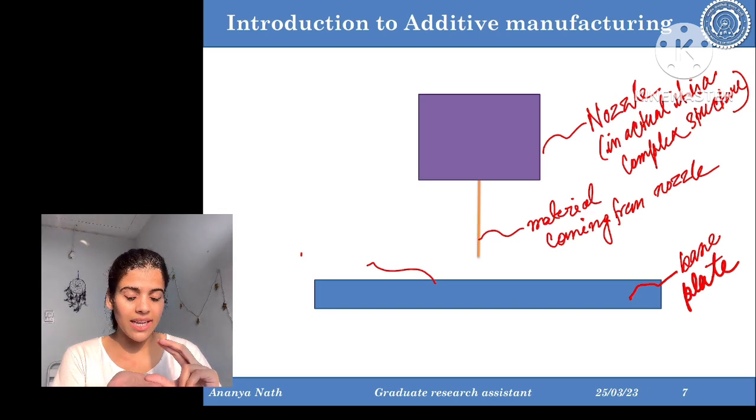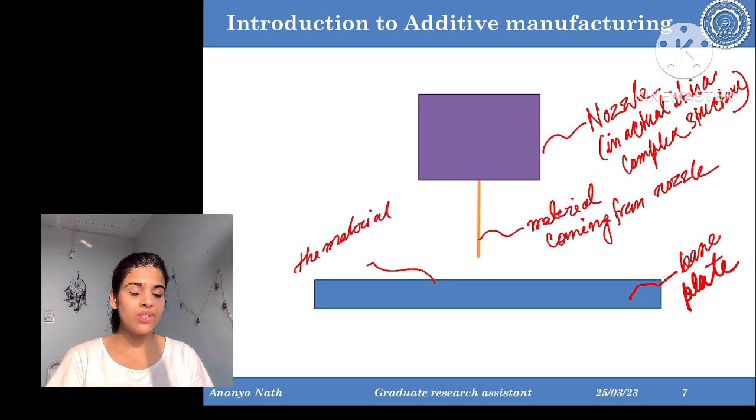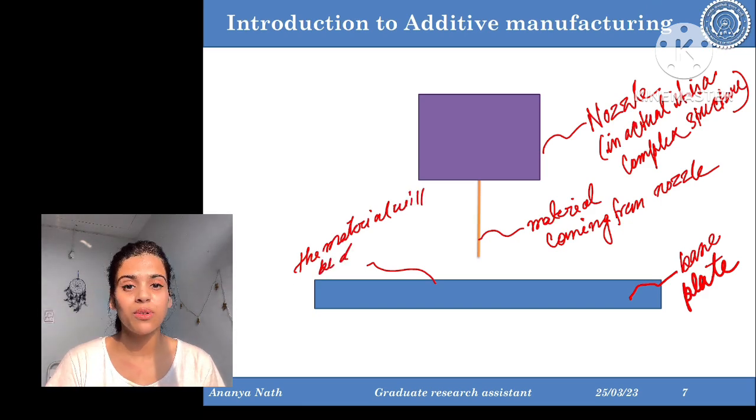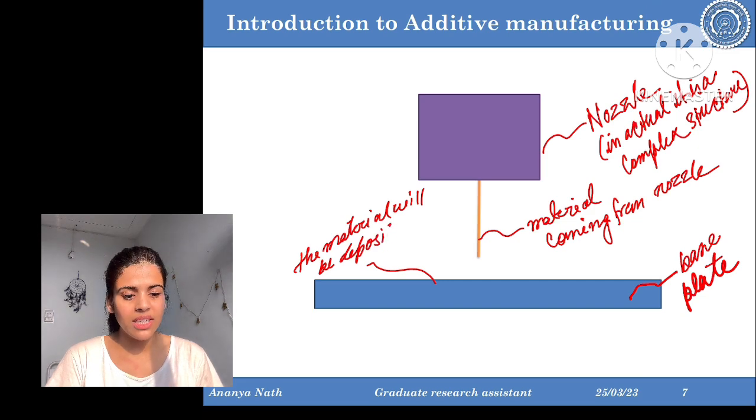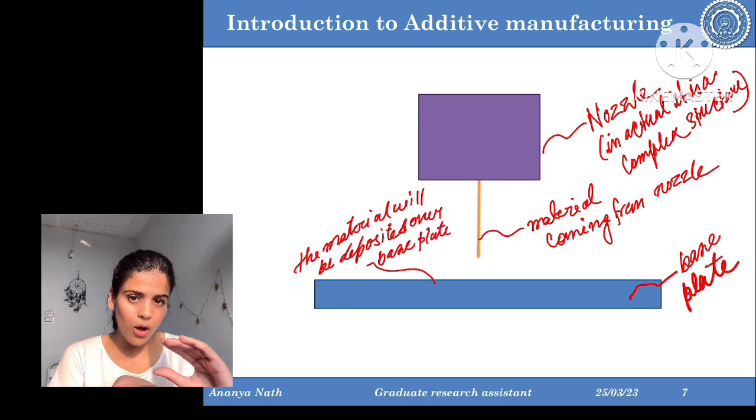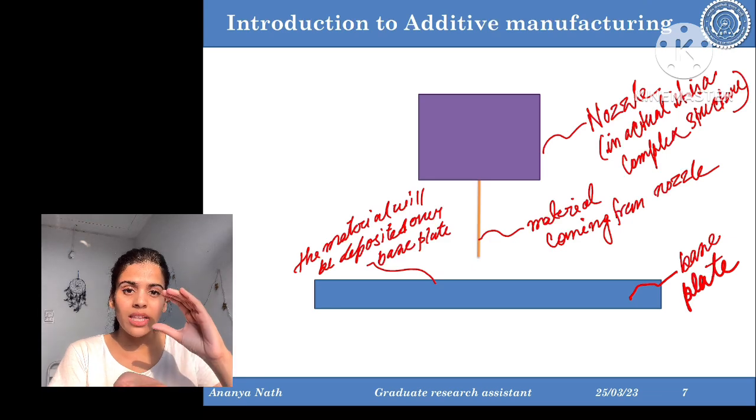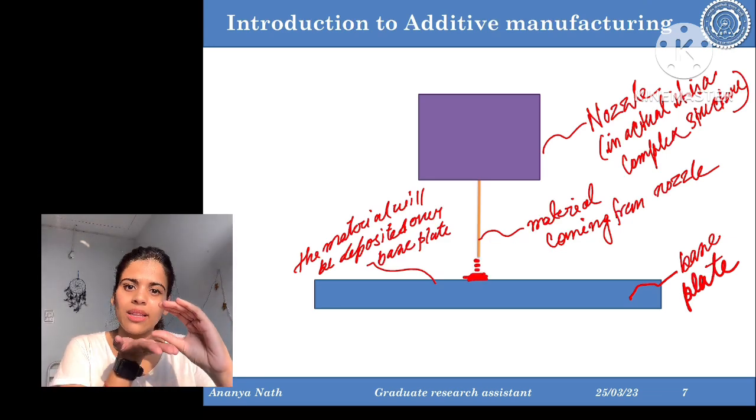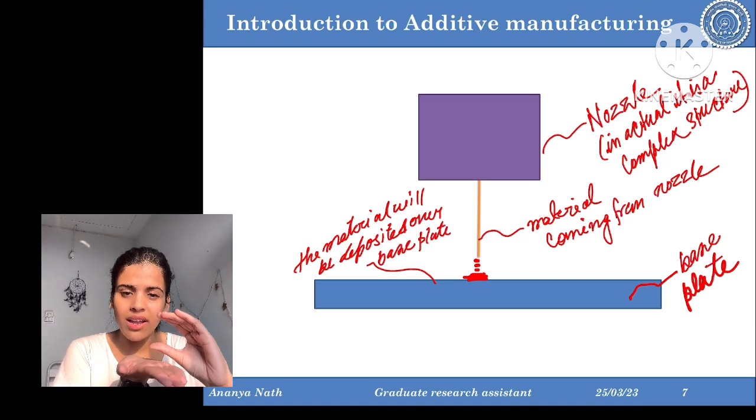Now, as the name suggests, 3D printing, by definition, is a layer by layer material deposition process. Because in 2D printing, we are printing one layer. But in 3D printing, we will be printing a number of layers. So obviously, along with the X and Y direction, the nozzle has to be moved in the Z direction, or the base plate has to be moved in the Z direction.